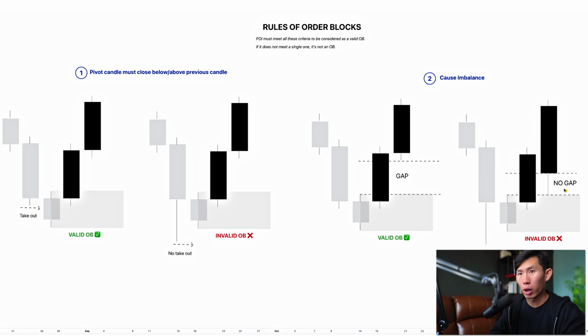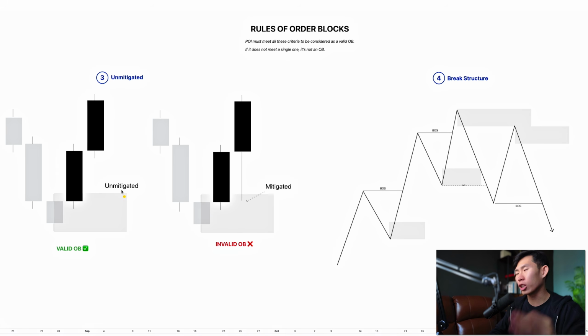And then in this example right here, there was actually no gap, because if you look at the high of this pivot candle and then you look at the low of the next candle, in this case, it's pretty much at the exact same price, right? So since there is no gap right here, this order block cannot be considered valid, therefore making it an invalid order block. The third criteria is that an order block must be unmitigated.